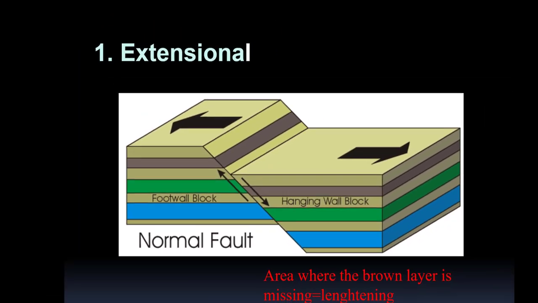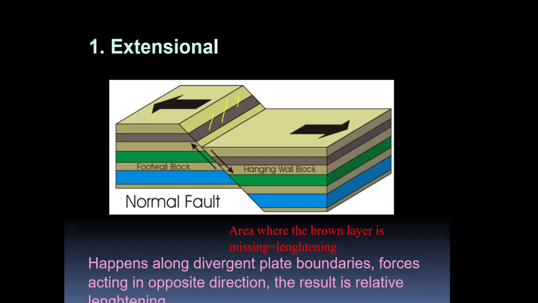Oops, that's so cool. I can zoom in. So this here is the fault plane. This is the fault line. The block below the fault line is the footwall block. The one above the fault line is the hanging wall block.